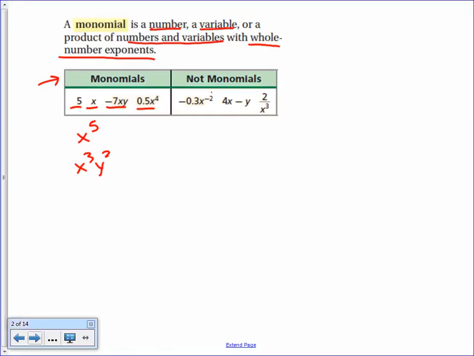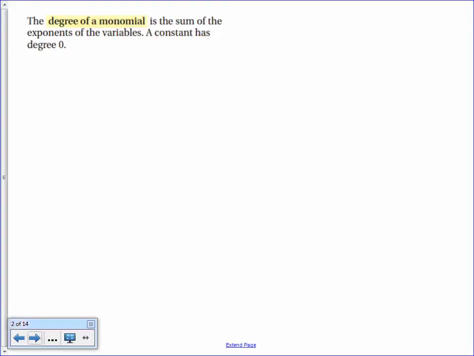Now some non-examples. Negative 0.3 x to the negative second. That is not a monomial because they have to have whole number exponents. Negative numbers don't count as whole numbers. That's actually an integer, not a whole number. So it's got to be from 0 and on. 4x minus y technically isn't a monomial. It is a polynomial. The individual terms 4x and y are monomials, but those two together are not a monomial. And 2 over x to the third is a quotient, not a product. So 2 over x to the third in fraction form is not a monomial.